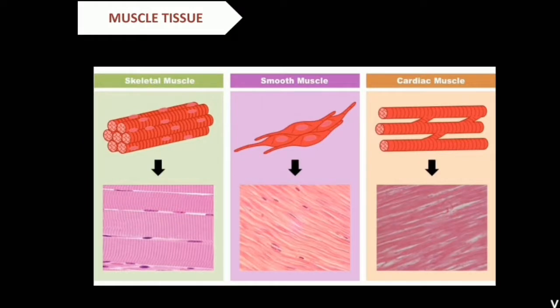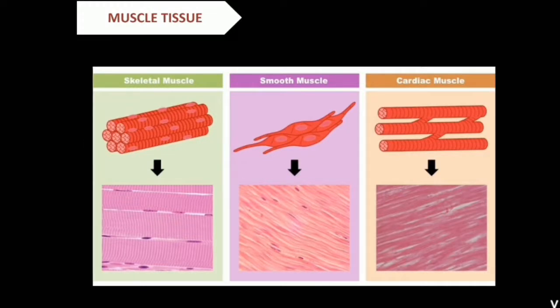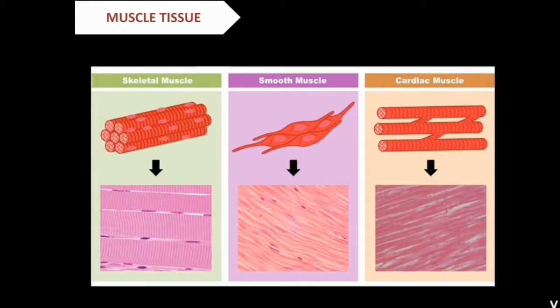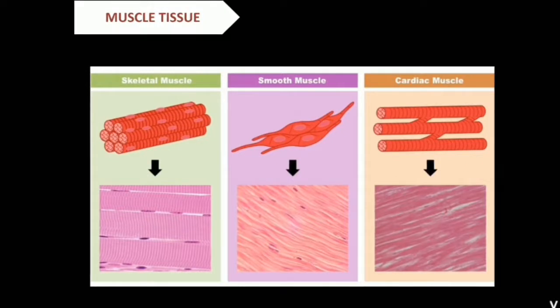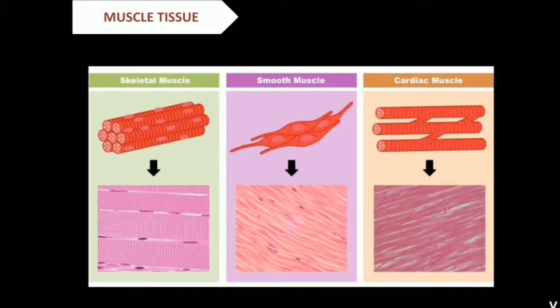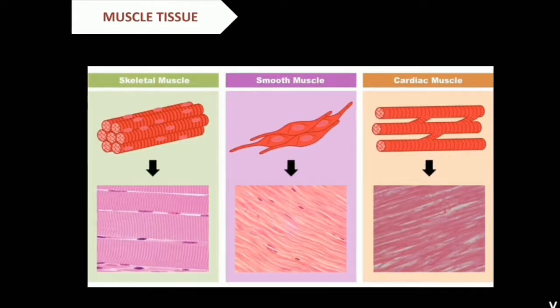From the structure, the differences are that skeletal muscle is striated, long and with longitudinal shapes, and skeletal muscle is not branched. The smooth muscle is not striated, and it doesn't have branches. The cardiac muscle is striated and branched. The skeletal muscle is voluntary, but smooth muscle and cardiac muscle are involuntary.